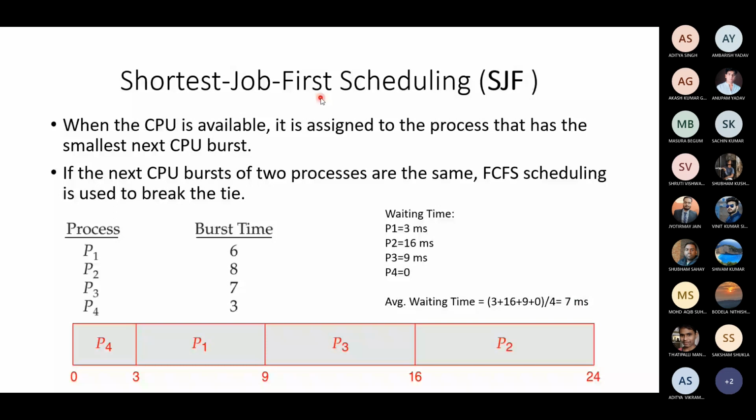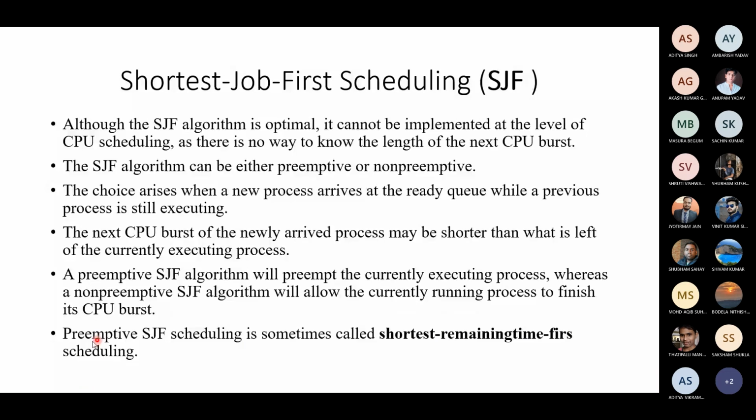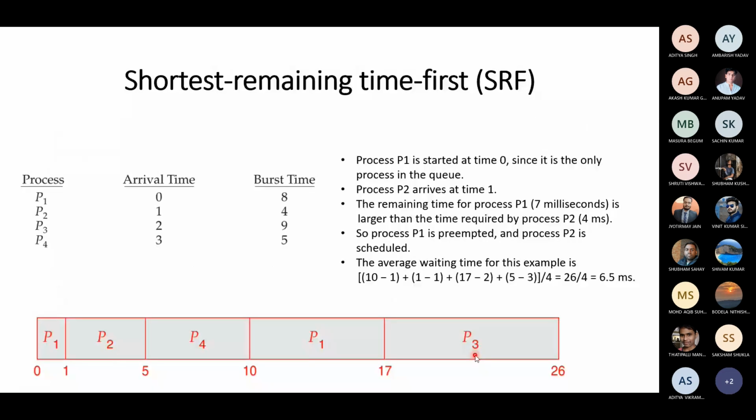Shortest job first scheduling algorithm with the non-preemptive approach means the process is not leaving in between. We call that shortest job first. The same idea, shortest remaining time with preemptive. The preemptive shortest job scheduling is also called shortest remaining time first. So in the shortest remaining time first scheduling algorithm, whichever process has less remaining time, based on that it will schedule.